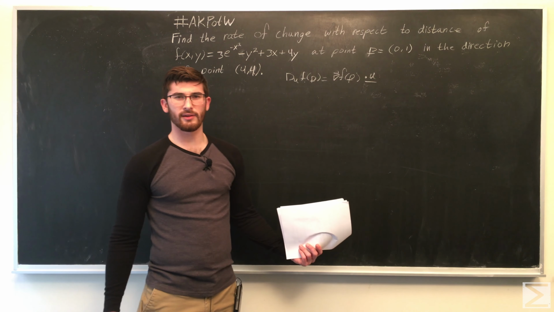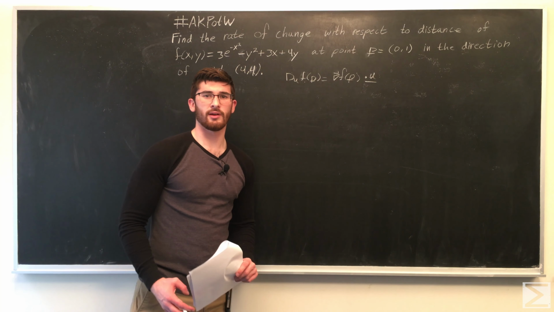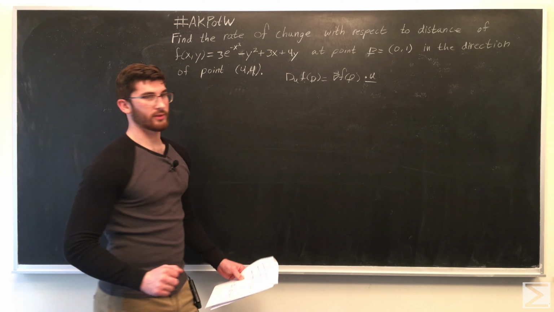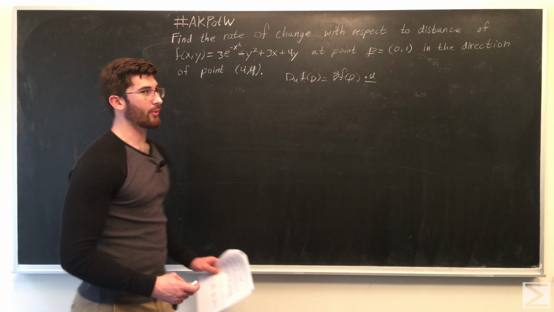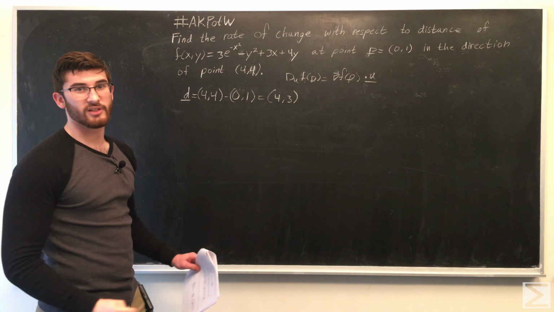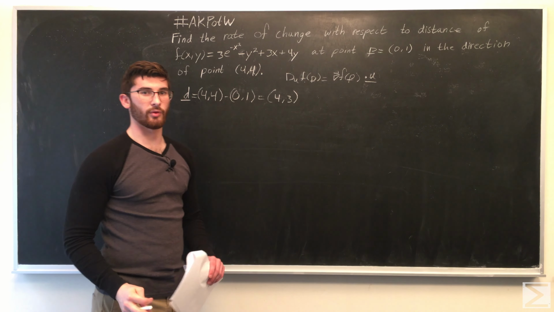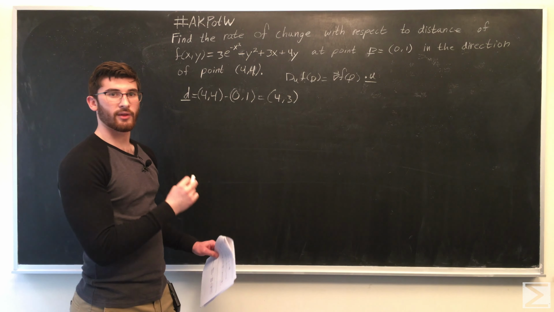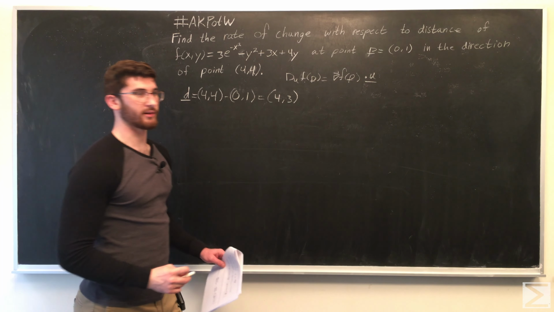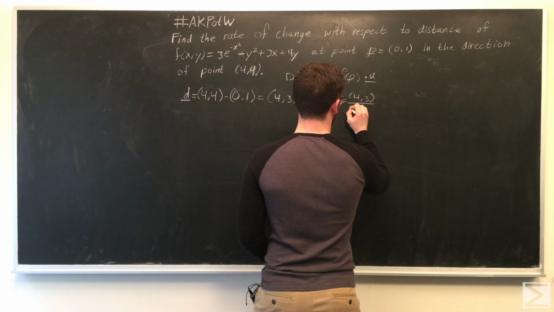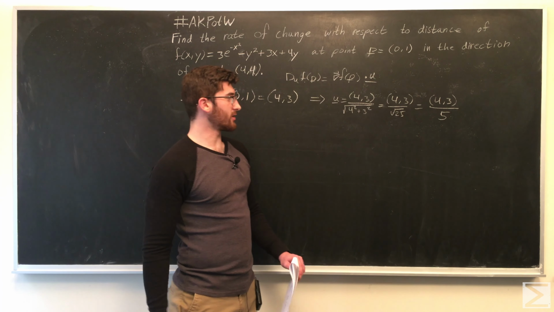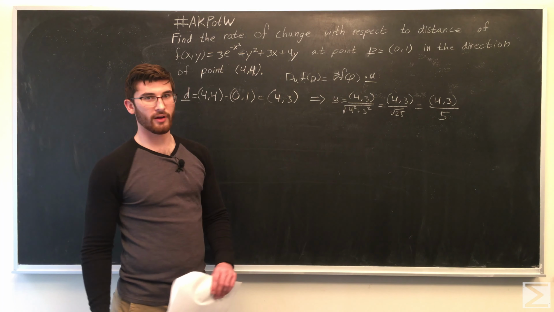So let's first find the unit vector, because that will be the easiest part. It's going to come from the displacement vector between the 2 points, (4, 4) and (0, 1). So our displacement vector is equal to (4, 3), and then we're just going to find the unit vector of (4, 3) by dividing it by its magnitude. So we get that the unit vector is equal to (4, 3) over 5.